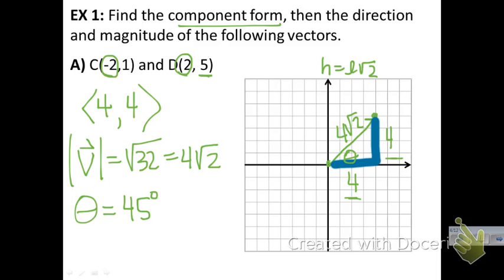But the way we would actually find it, if we didn't recognize that we have a 45-45-90 triangle, is that we would take these two sides that we know and we would say what trig function uses opposite of the angle and adjacent, and that's tangent. So because we're looking for the angle, we take the inverse tangent of 4 over 4, which is just 1. And then when you type that in your calculator, you get 45 degrees.